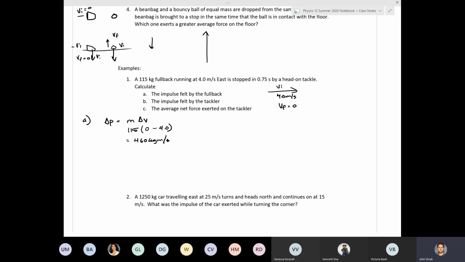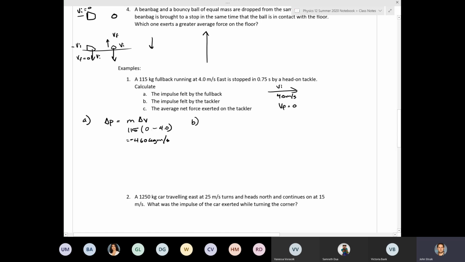Oh, sorry, this is negative. There we go, because it's 0 minus 4. It's negative. So the fullback loses speed, so he actually stops. Therefore, his impulse is negative because he's slowing down.